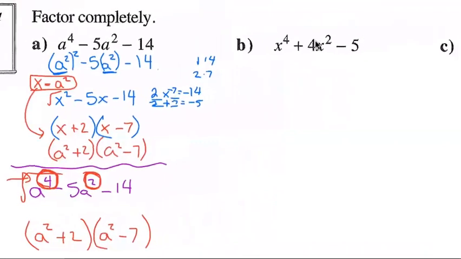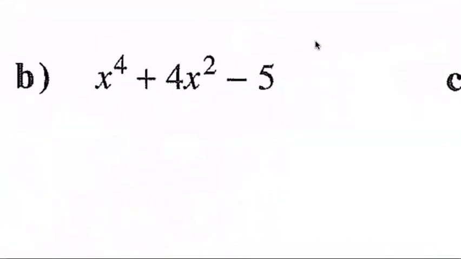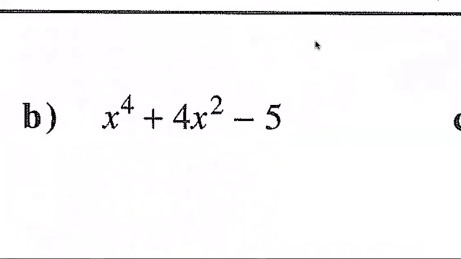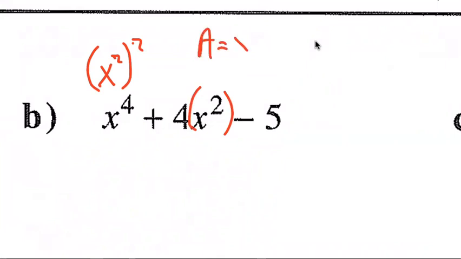How's that? So question B, x to the 4th plus 4x squared minus 5. So this x to the 4th can be written as x squared, squared. And if I put this in a bracket, then you can see I can substitute x squared. If I say let a equal x squared, then now I have a squared plus 4a minus 5.